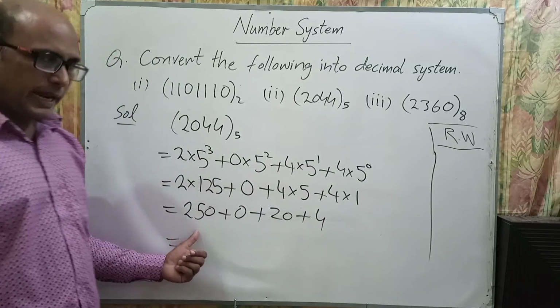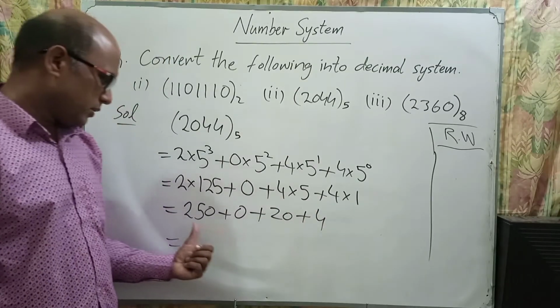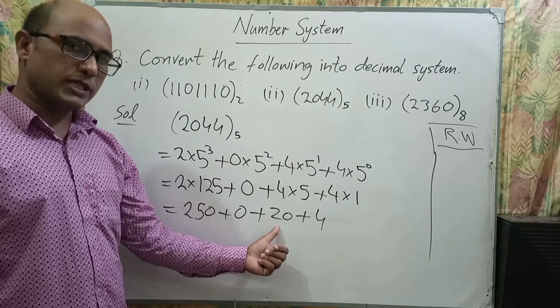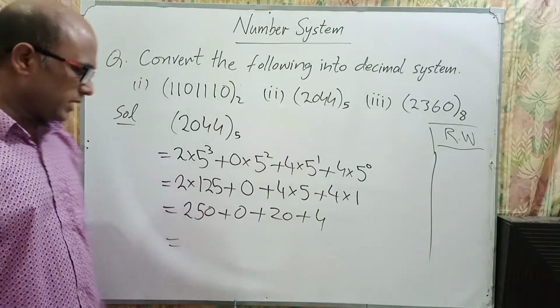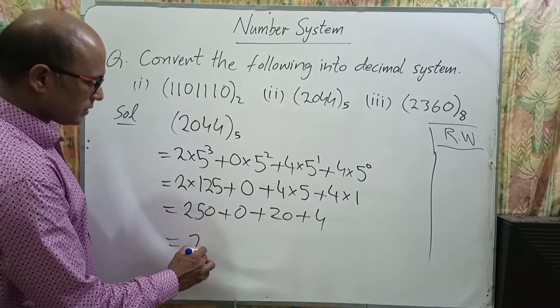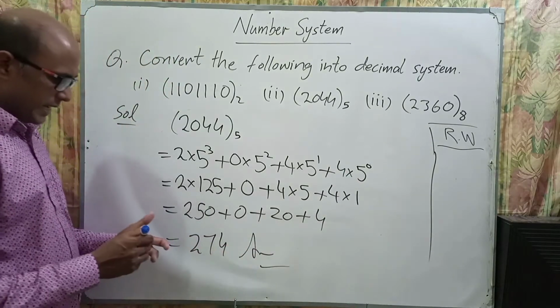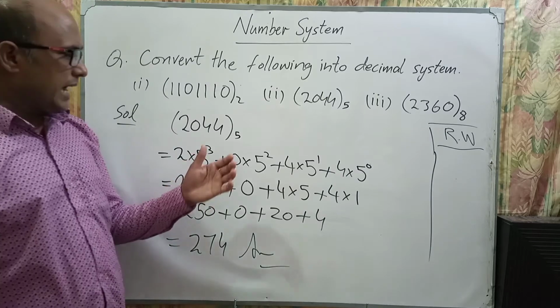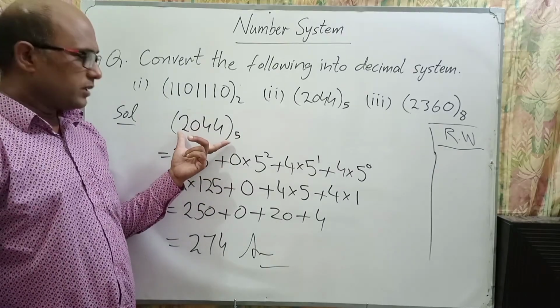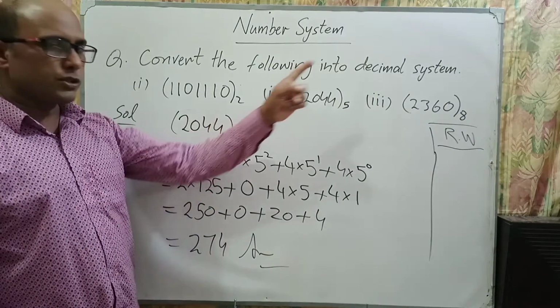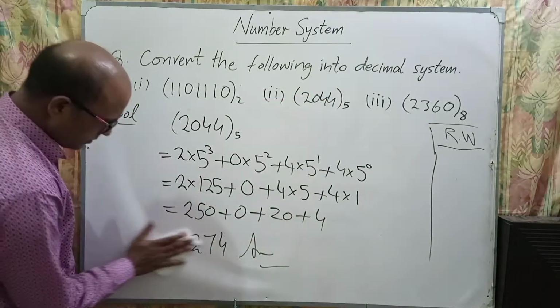And now let's add them all. 250 plus 20, 270 and 274. 274 is the answer of second part. We have converted this number with base 5 into a decimal number.